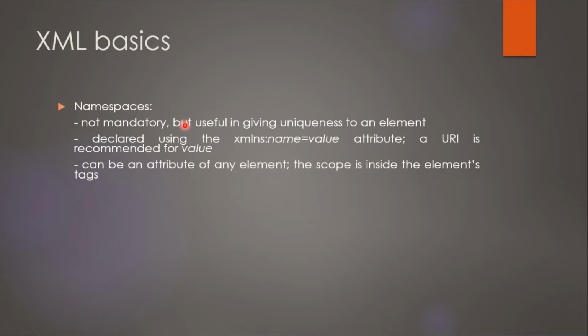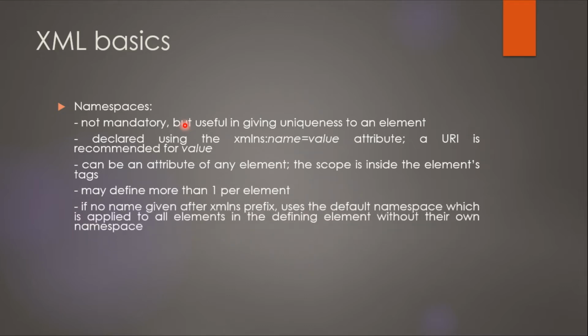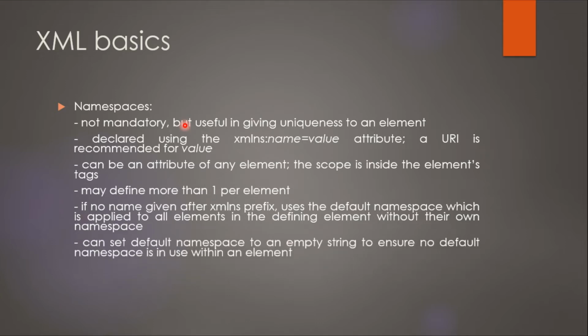The scope is inside the element's tag, and you may define more than one per element. If no name is given after the xmlns prefix, it uses the default namespace, which is applied to all elements in the defined element without their own namespace. You can set the default namespace to an empty string to ensure no default namespace is in use within an element.